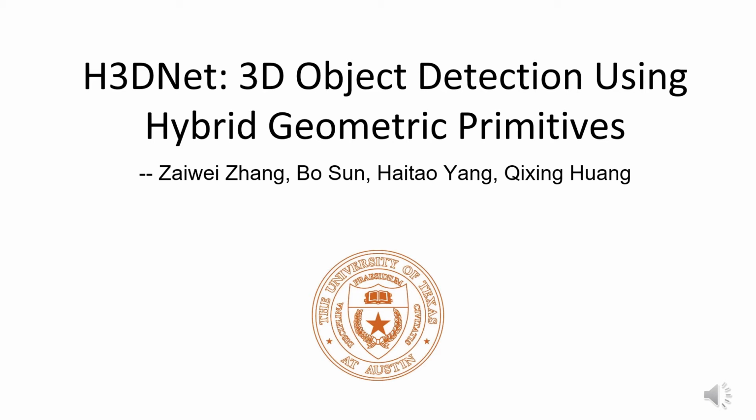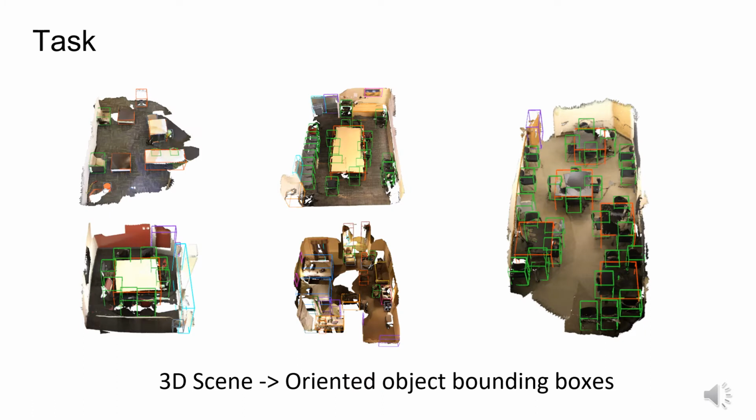Today I will talk about our project H3DNet, which is 3D object detection using hybrid geometric primitives. The task is that given a 3D point cloud of a scene, our goal is to detect oriented object bounding boxes from objects in the scene.